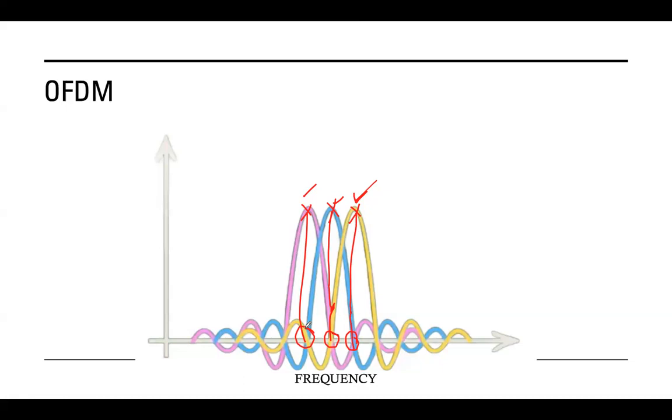So in OFDM, anytime a particular signal reaches the maximum, all the other signals reach their 0. And when another signal reaches its maximum, the rest of the signals reach their 0. Hence, one signal does not interfere with the other. This is the property by which these signals are transmitted without any interference.